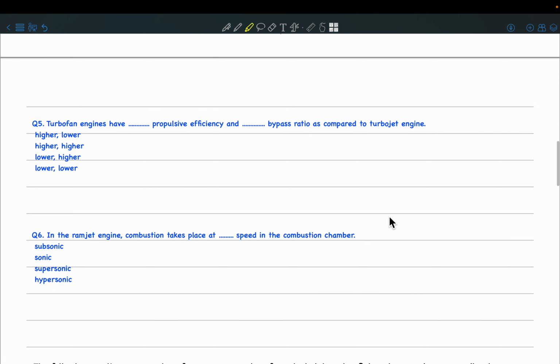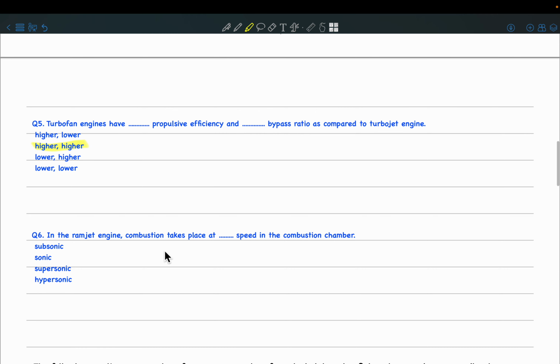Yeah, so then the next question is on turbofan engines. You have to compare the propulsive efficiency and the bypass ratio of turbofan engines and turbojet engines. So which one has higher propulsive efficiency? ...are higher, right?